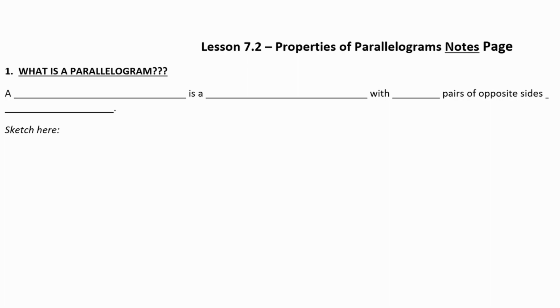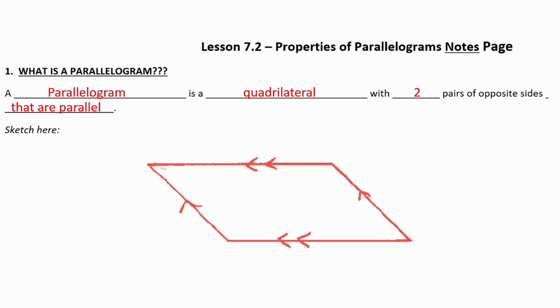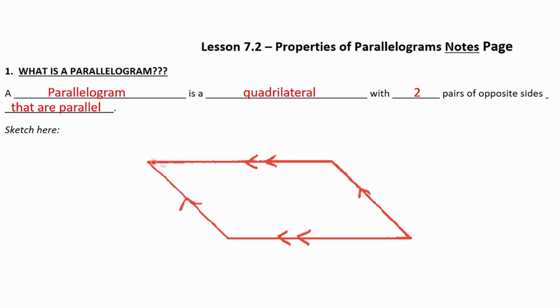Starting off, defining what a parallelogram is. A parallelogram is a quadrilateral, which means it has 4 sides, with 2 pairs of opposite sides that are parallel. So to give a little sketch or example here, we can see that this top side has 2 arrows along with the bottom side. So these 2 sides that are opposite one another are parallel. Also these 2 on the left and right side have 1 arrow. These 2 will also be parallel.